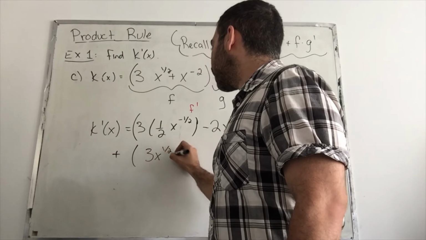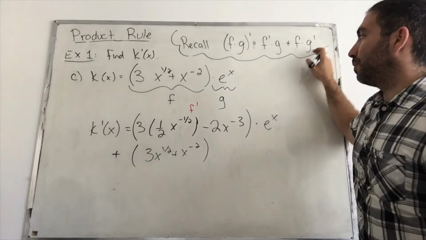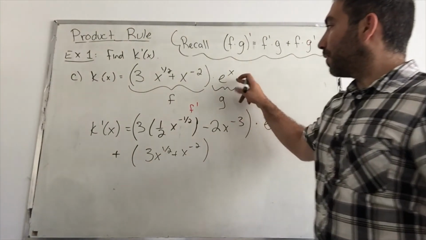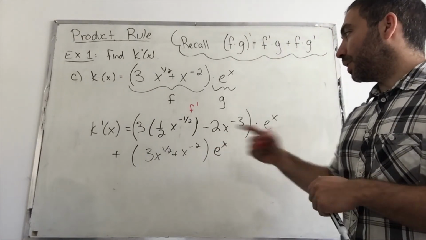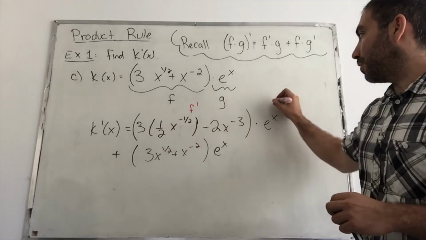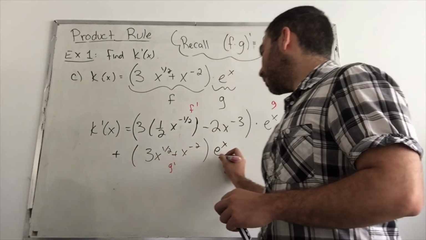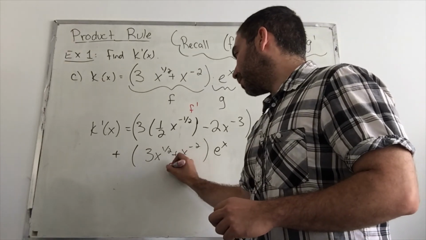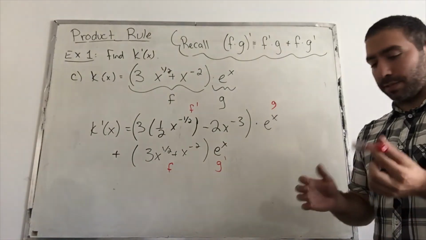3x to the 1/2 plus x to the negative 2. And then g prime, take the derivative of e to the x. So the nice thing about e to the x is that the derivative stays the same. Okay, so this piece in the first bracket is your f prime, this is your g. Here in this bracket, this is your g prime, and this is your f, we didn't touch it, and this was our g prime. Okay, and now we're just going to simplify.